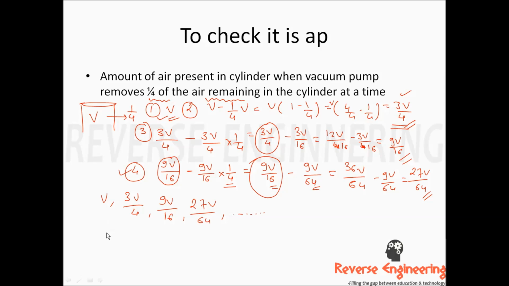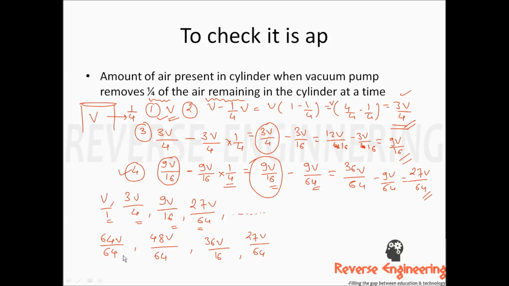We'll try to make the denominator 64 for all of them, because the denominators 1, 4, 16, 64 all divide 64. So if I make the denominator 64, the numerator will be 64V. To make the denominator of 3V by 4 equal to 64, I need to multiply by 16. So 16 threes are 48V. Here also I want 64 as the denominator, so I need to multiply by 4. So 9 fours are 36V, and the last term is the same, 27V by 64.